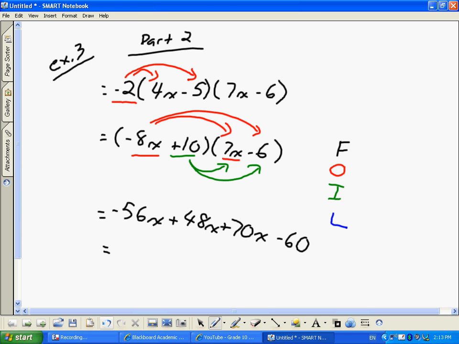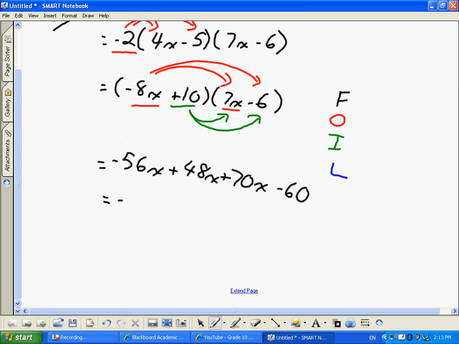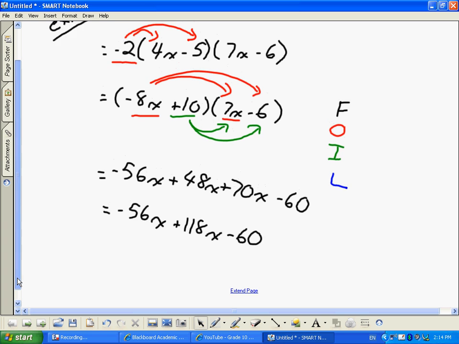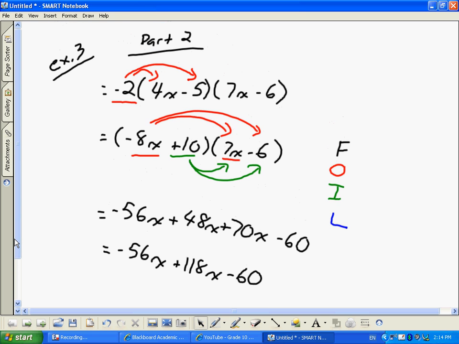When I go to simplify this, -56x squared. 48x plus 70x is 118x minus 60. So if you guys take a look what I just did. -8x times 7x is squared at the end. Very important. Otherwise, I would have been combining the other terms.